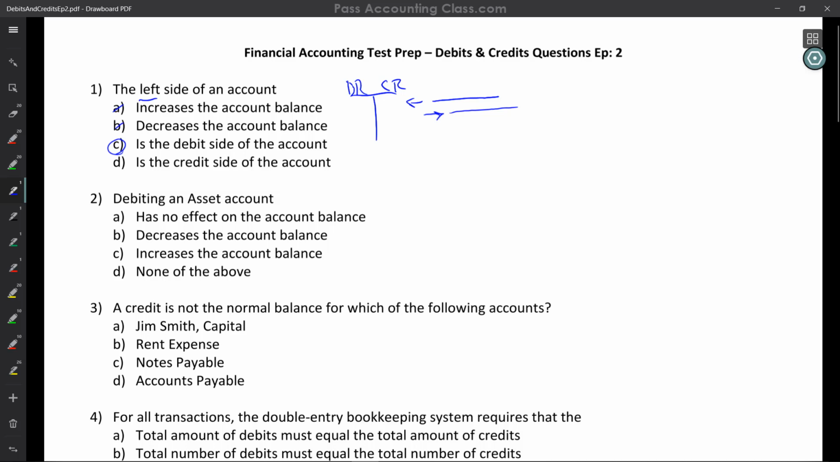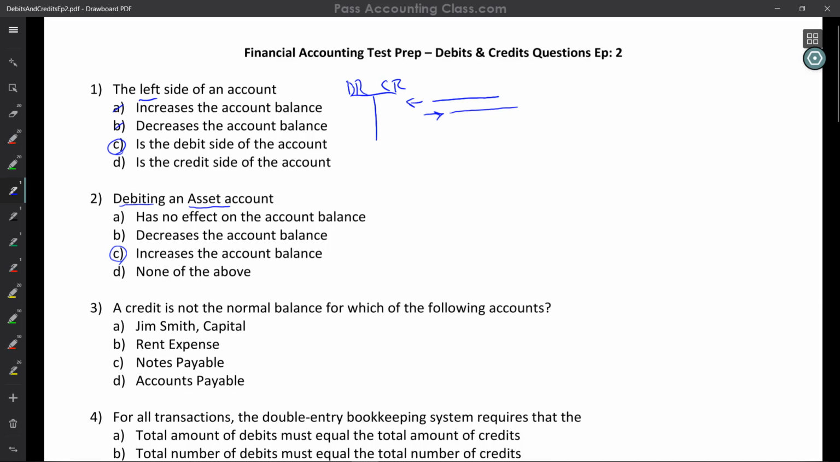Next, debiting an asset account has no effect on the account balance, decreases the account balance, increases the account balance, or none of the above. So anytime we're looking at debiting, we need to figure out, is it an increase or a decrease? And we need to figure out what account type is it? Well, they give us debiting and asset. And whenever we debit an asset, that is going to increase the account balance.